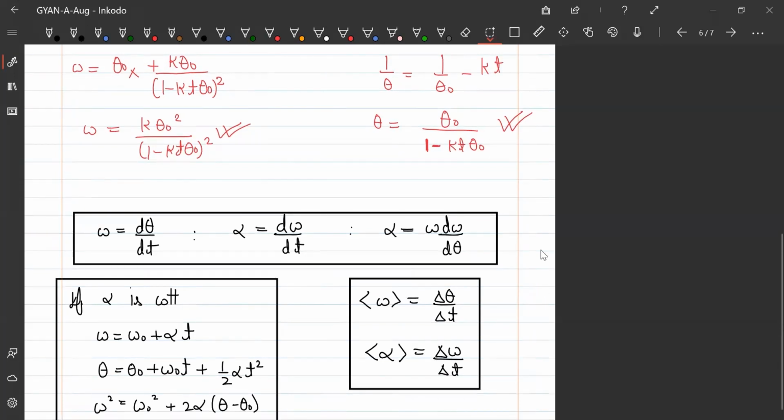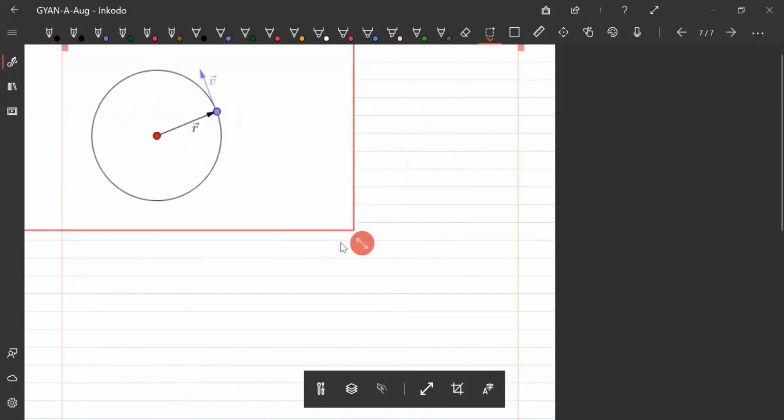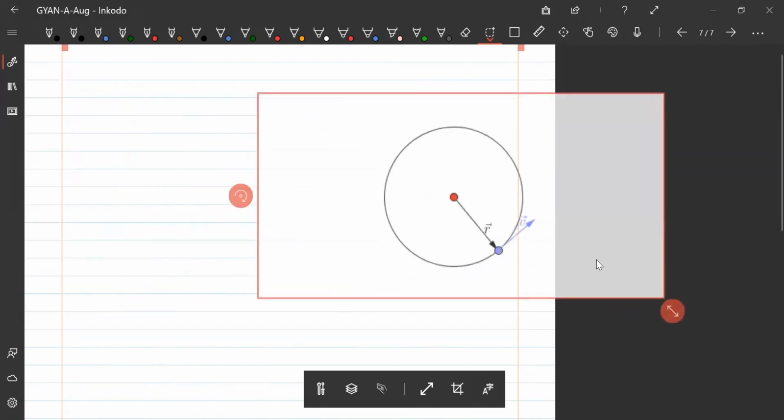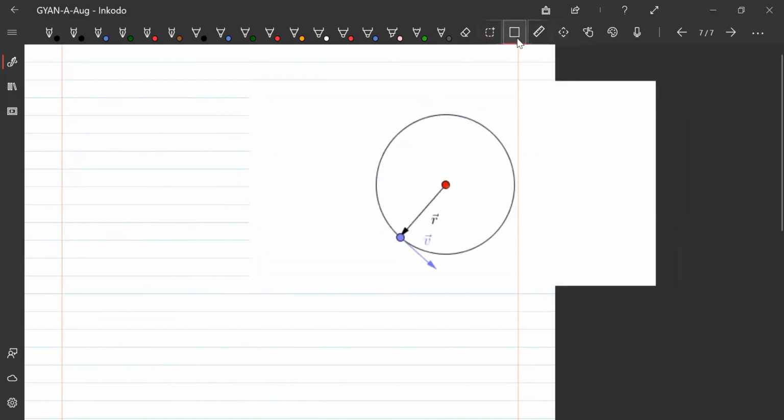Now, there are a few relations with which we can relate the angular quantities with the linear quantities. So first we'll try to find a relation between the angular term and the linear term. This is a normal circular motion that is happening, and suppose you want to relate the linear term and the angular term.